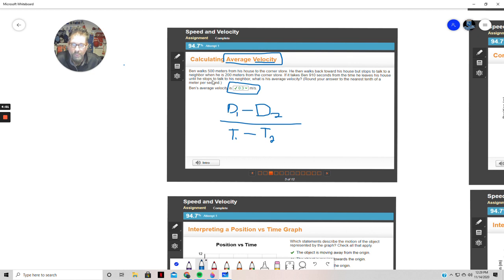So distance one in this case, and you can see here they give you three numbers. You got this distance here, and then a time here. And you just plug those in to your formula. This one would go here, this one would go here, and of course this one would go here, and you don't have a second time, so that just means it's zero. So you'd have the 910 minus zero, and so now you've got 500 minus 200, so that's obviously 300, and we're dividing that by the 910.